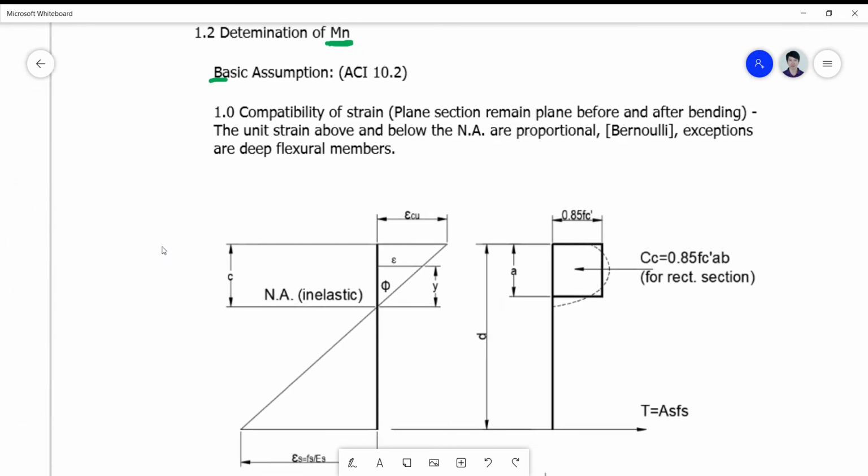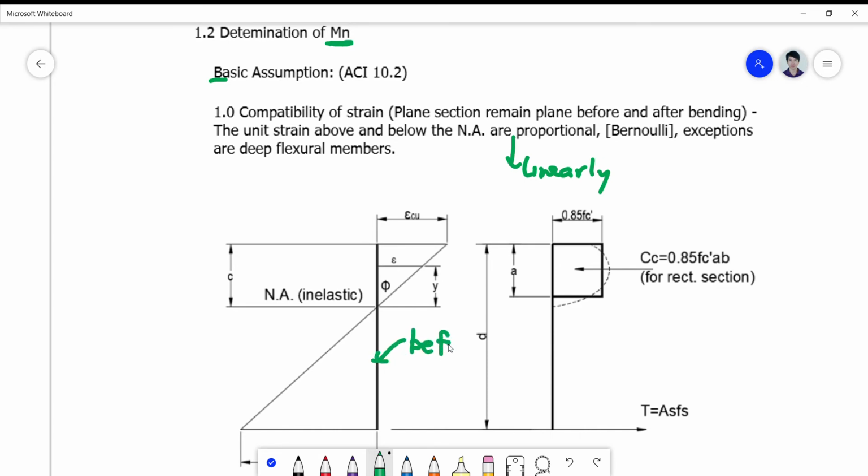Okay, so when you say compatibility of strain, we are referring to this phrase, no? Plane sections remain plane before and after bending. And that is actually simplified in terms of describing that the unit strain above and below the neutral axis are simply proportional. In fact, it's linearly proportional. Okay, so this is linear. Okay, straight line. Okay, so compatibility of strain means this is straight, this is plane, this is before bending, and this is after bending. Okay.